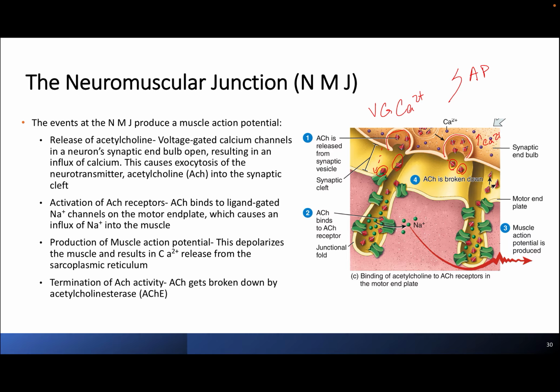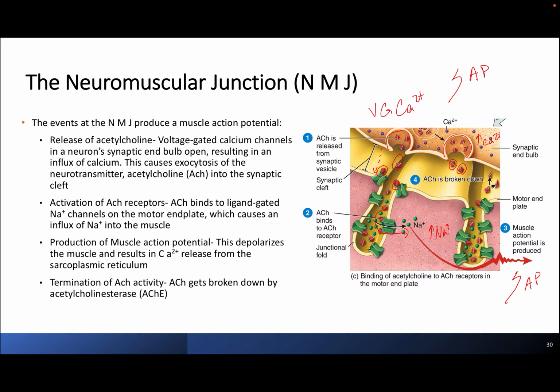end plate. Now, once we have our acetylcholine binding, it is going to open our ligand-gated or acetylcholine-gated channels, and allow positively charged sodium to enter into the cell. So with this increase in our intracellular sodium, this is going to cause a depolarization, which is ultimately going to spark up our action potential.